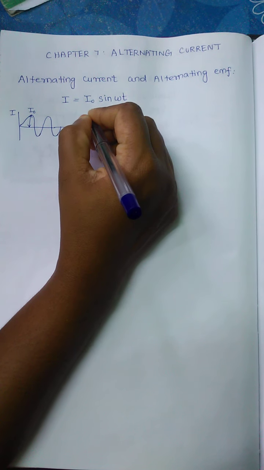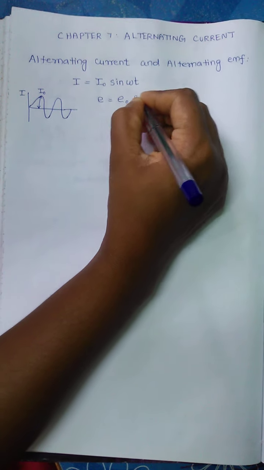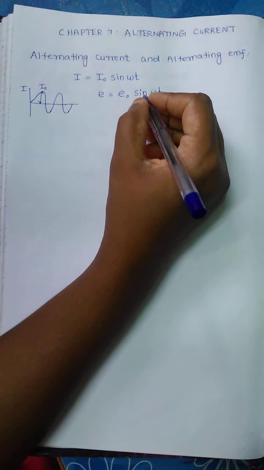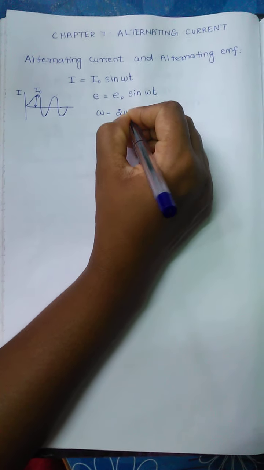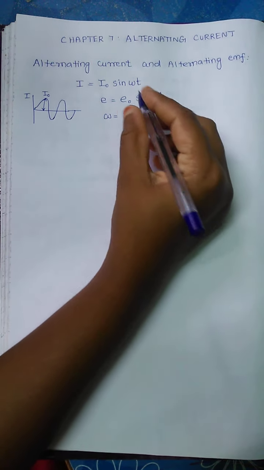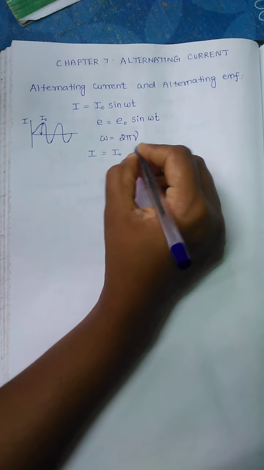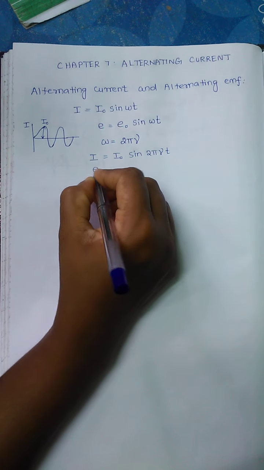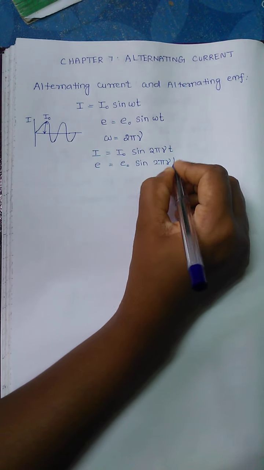Next, the induced EMF or alternating EMF can be represented by the equation E = E naught sine omega t, and this E naught is also called the peak value of EMF. Here omega is the angular frequency, represented by 2 pi nu. Substituting in that expression, you get the current equation I = I naught sine 2 pi nu t, and similarly E = E naught sine 2 pi nu t.